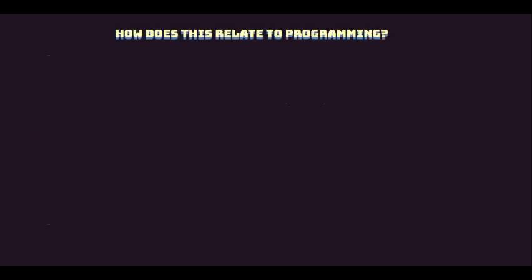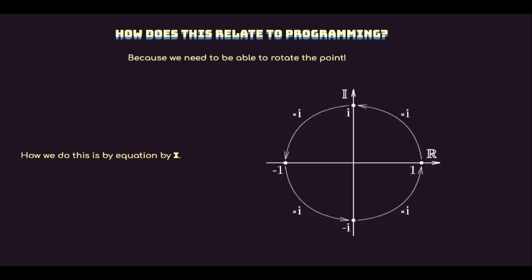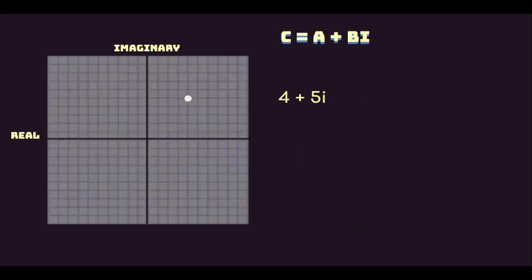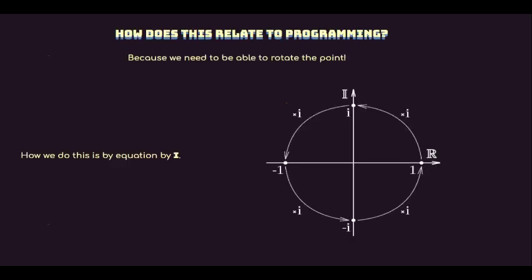Now, you would wonder what application you would use this for. How does this relate to programming? Well, we need to rotate a point. How we do this is by multiplying the entire equation by i. So if you multiply your complex number by i, you will actually rotate the entire complex number by 90 degrees. 90 degrees to the left.